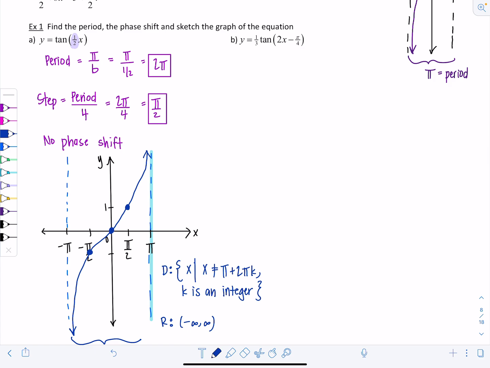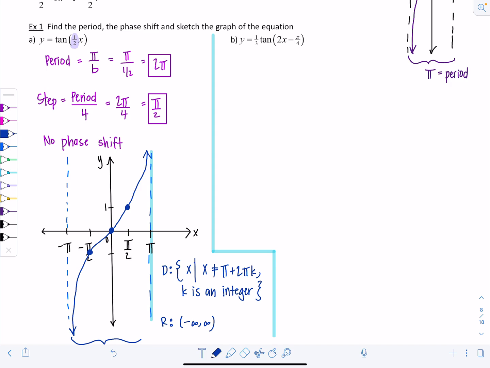Okay, let us look at the next example here. Y equals 1/3 tangent of 2x minus pi over 4. How spicy. Oh my goodness. Okay. Let us figure out what's going on.